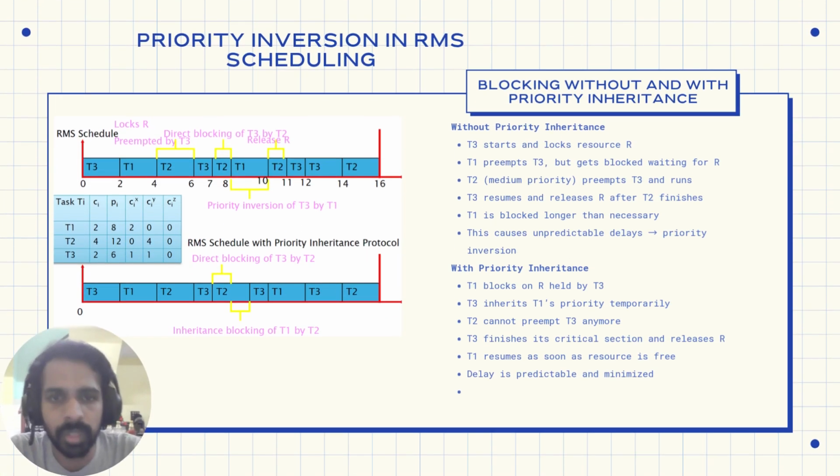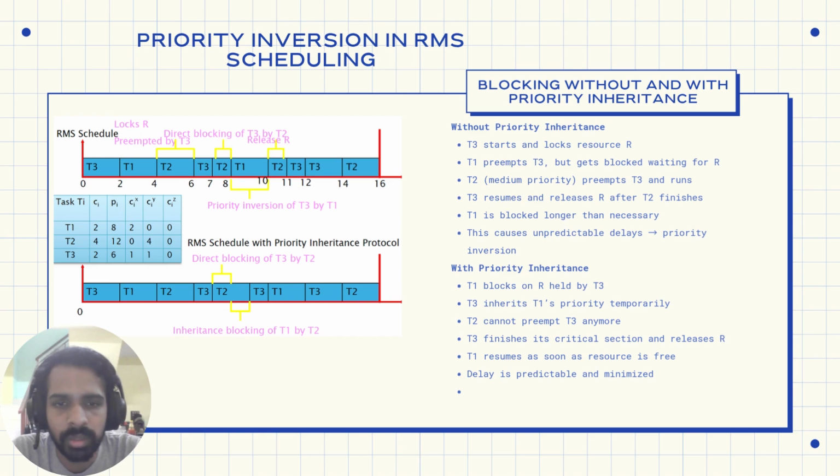Okay, so next we have priority inversion in RMS scheduling: blocking without and with priority inheritance. Without priority inheritance, T3 starts and locks resource R. T1 preempts T3 but gets blocked waiting for R. T2, which has a medium priority, preempts T3 and runs. T3 resumes and releases R after T2 finishes. T1 is blocked longer than necessary. This causes unpredictable delays, which causes priority inversion.